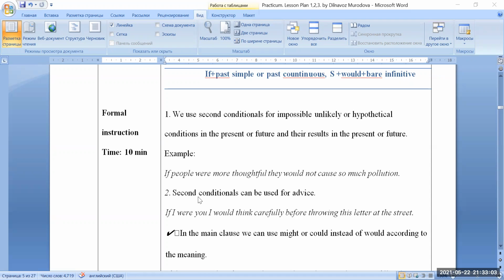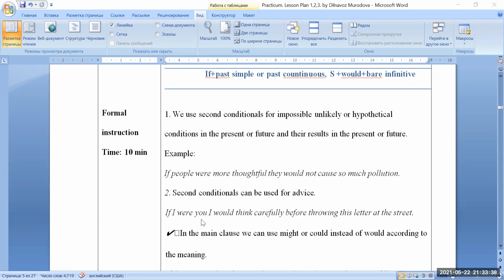And then, when do we use second conditionals? We can use second conditionals for advice also. For example, if I were you, I would think carefully before throwing this letter in the street. There are some spelling mistakes in the sentence, I'll correct them a little bit later. Sorry for this. And pay attention. It is impossible for me to be you. In my life it is impossible. I am I, it is me, and it is impossible for me to be you.